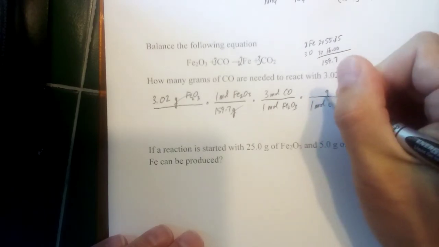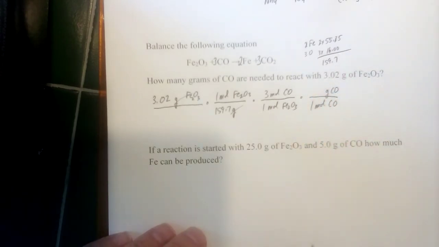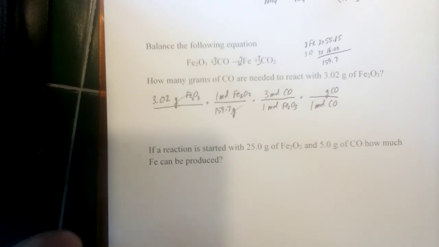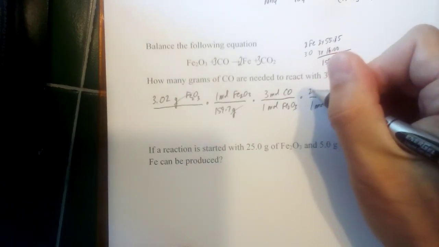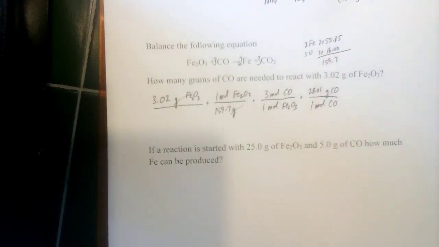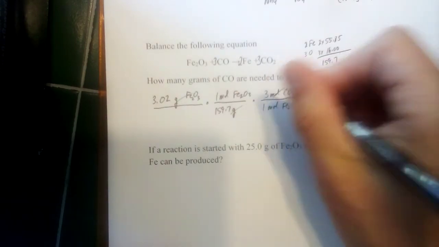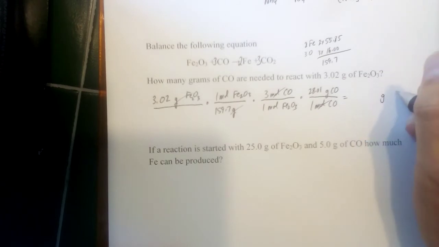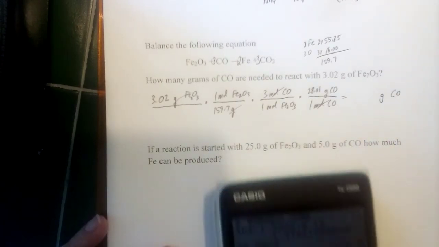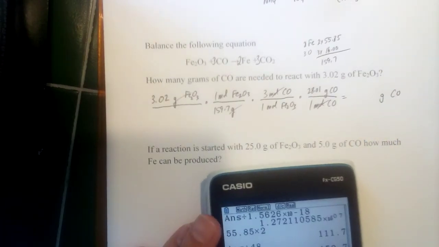So 1 mole of carbon monoxide, how much does that weigh? Carbon's 12.01, oxygen is 16. We can do that one without having to go and write them down separately. That would be 28.01 grams. Right? Moles CO cancels out, and this would give us the mass of carbon monoxide that we would need.